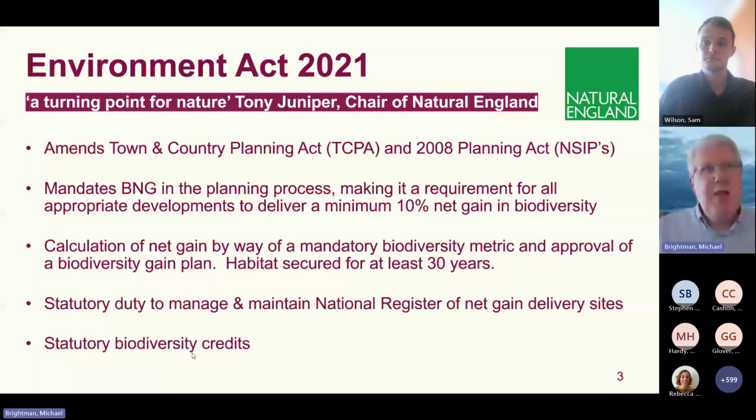It mandates biodiversity net gain in the planning process, meaning that once it's mandatory, it will be a requirement for all appropriate developments to deliver a minimum 10% net gain in biodiversity. The calculation of that net gain will be by way of a mandatory biodiversity metric and approval of a biodiversity gain plan, with habitat being secured for at least 30 years where off-site units are delivered. In addition, there's a statutory duty to manage and maintain the National Register of Net Gain Delivery Sites, which we refer to as the Register, and the creation of a statutory biodiversity credit scheme.